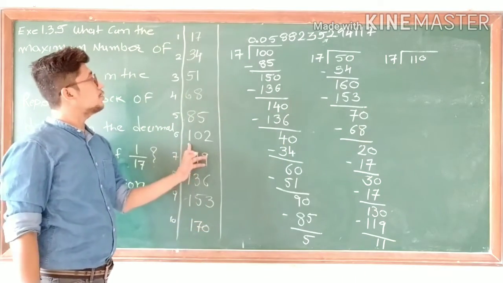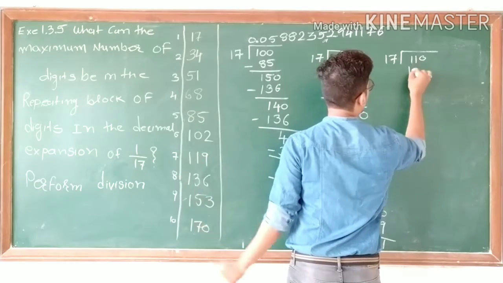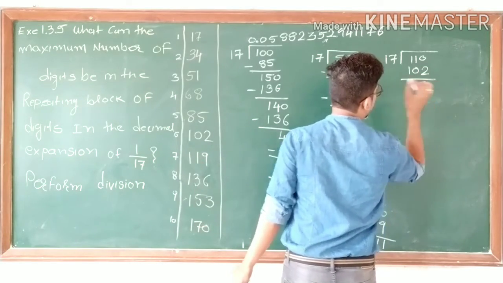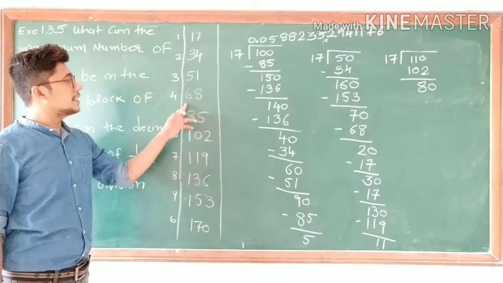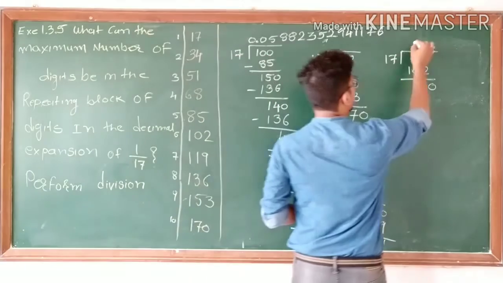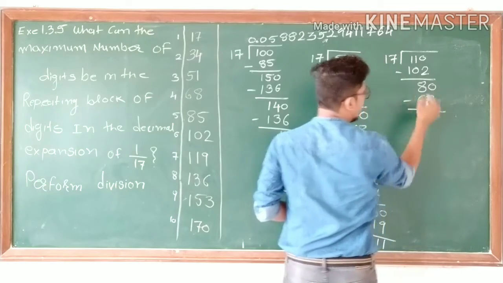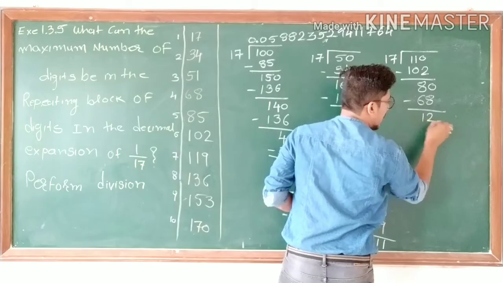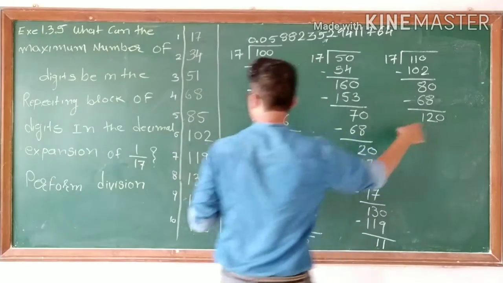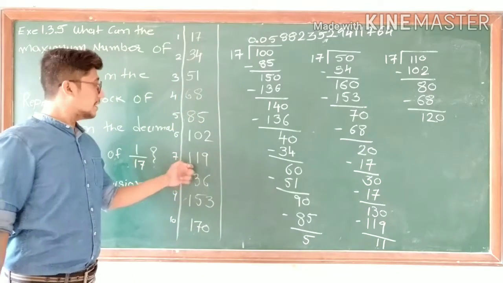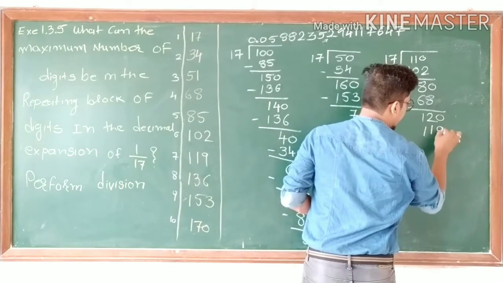Nearest to 110, that is 102. 17 6s are 102. Again, remainder is 8. 8 is smaller than 17. Again 80. Nearest value to 80, that is 68. 17 4s are 68. 80 minus 68, that is 12. Yes or no? Now 12 is less than 17. Put 0 over here. Nearest value to 120, that is 119. 17 7s are 119.